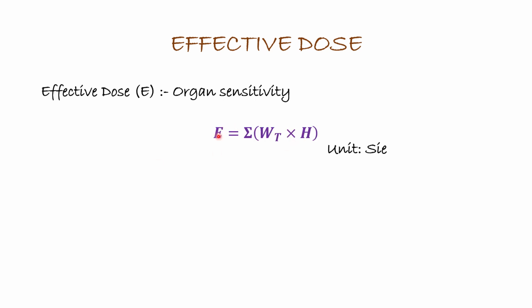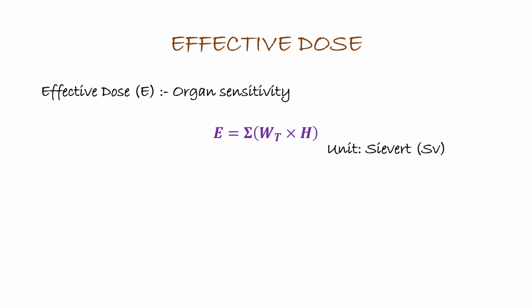That is effective dose. It considers organ sensitivity. That means the overall risk. It depends on the tissue weighting factors. Each organ has different weighting factors, so E equals sigma, that means summation, of W_T times H. H is the equivalent dose and W_T represents the tissue weighting factors. Each tissue has a different weighting factor, so effective dose comes into the scene. Its unit is the same as equivalent dose, that is Sievert.